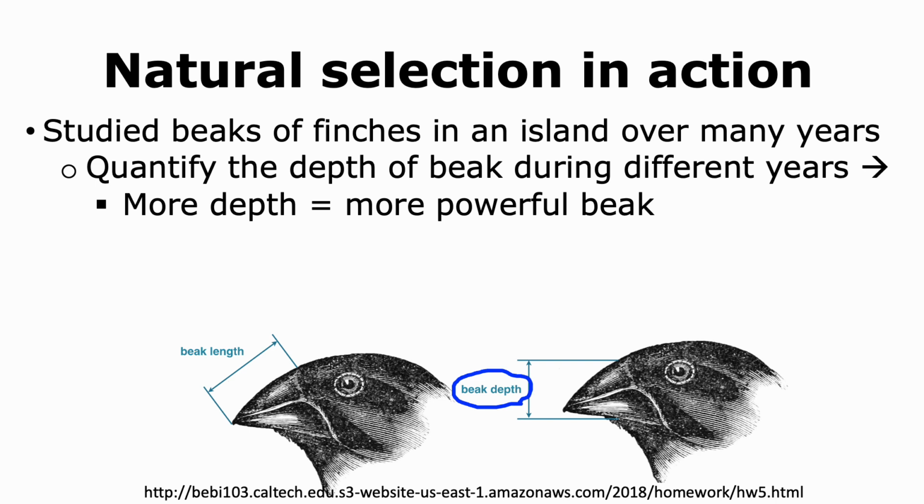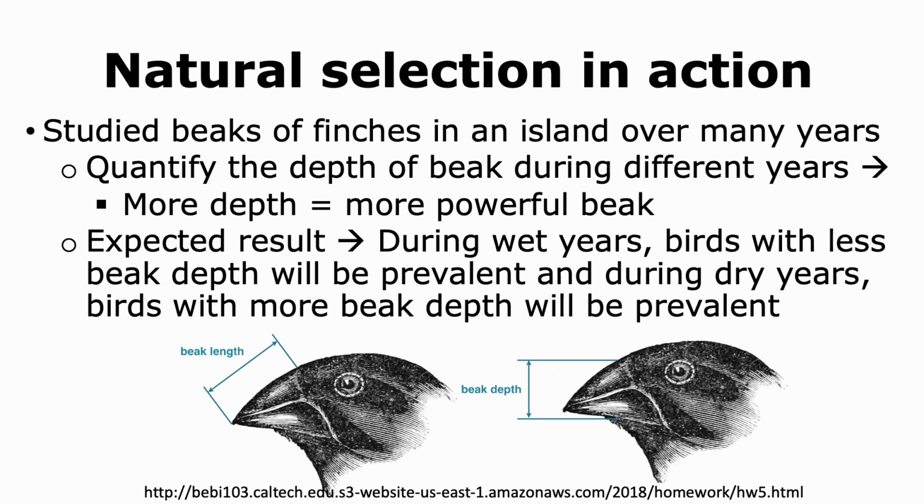The Grants hypothesized that during wet years, birds with less beak depth will be more prevalent, and hence that population will be in a majority compared to those that have a higher beak depth. This is due to the fact that there will be more smaller and tender seeds, and hence there is no pressure to have more beak depth. On the other hand, during the dry years, the birds with more beak depth will become prevalent because there will be a scarcity of small tender seeds in the environment.